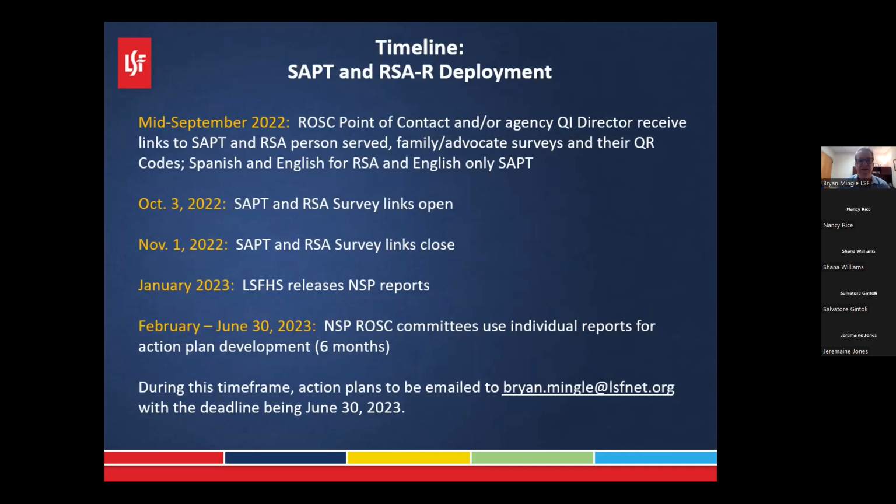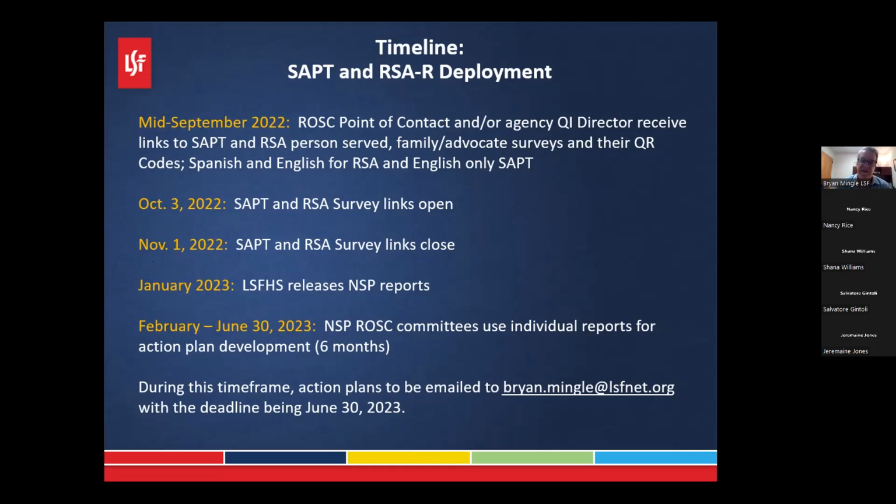Going to look closer at the timeline here, just to repeat and review what we've talked about. Next week, which is mid-September, I'm going to email you the links to the SAPT and the RSA person served, the family advocate, and the provider survey, which I left off of this slide. But you'll get all three links and their QR codes too. On October 3rd, we hope that's enough time for you to get it set up to distribute to the staff, to email out, and to set it up for the people you serve.